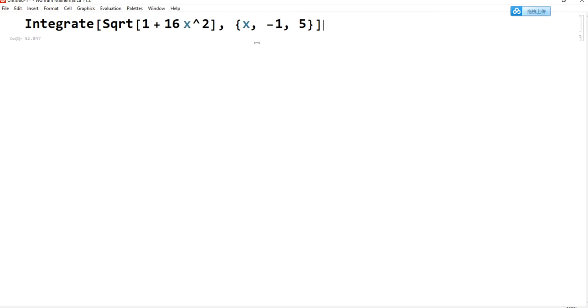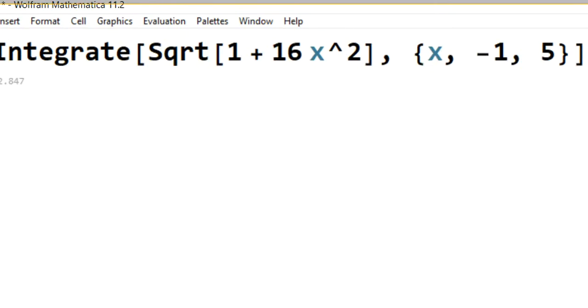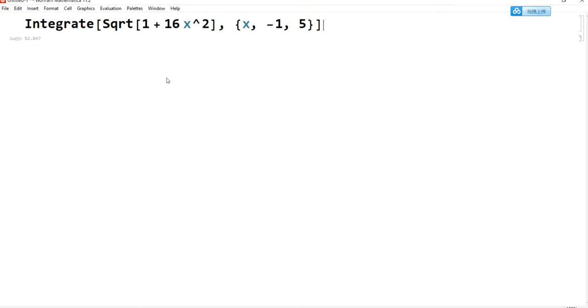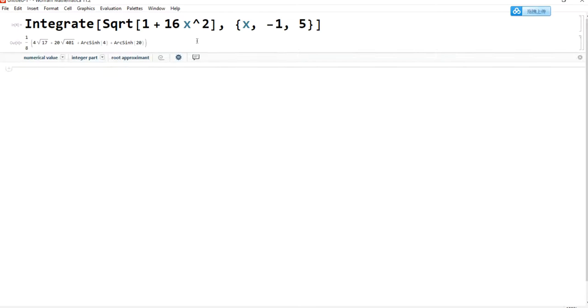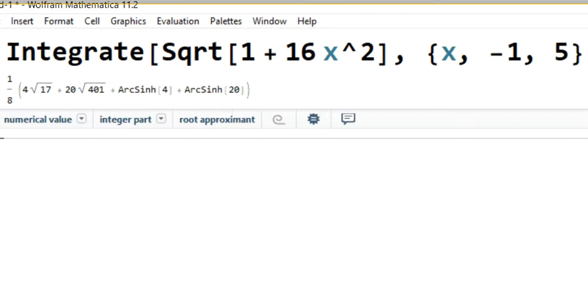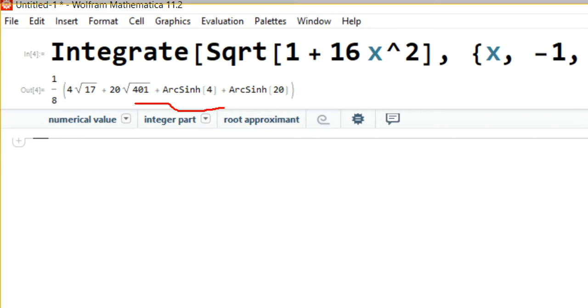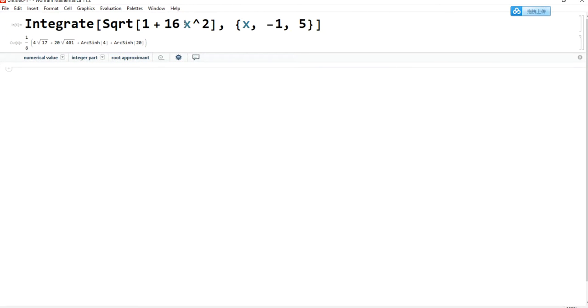Now, usually when you have this, it doesn't return what you want, so I'm going to run it. To run it, you have to press Shift Enter, these two keys at the same time. You see that it returns some arcsinh function. So it's not a nice result. The homework requires you to type in a numerical approximation.